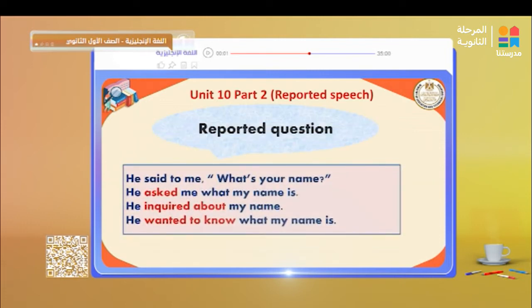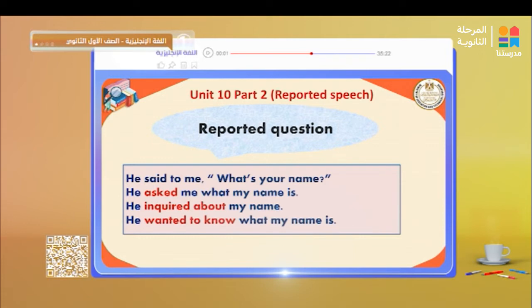He said to me, "What's your name?" How can we change this sentence into reported? We can say he asked me what my name is. Of course, here we don't change the verb because my name doesn't change. My name is a fact or something which is always true, so we don't change it into the past. He asked me what my name is, not what is my name, because it's not a question anymore, it's a sentence and we use a full stop.